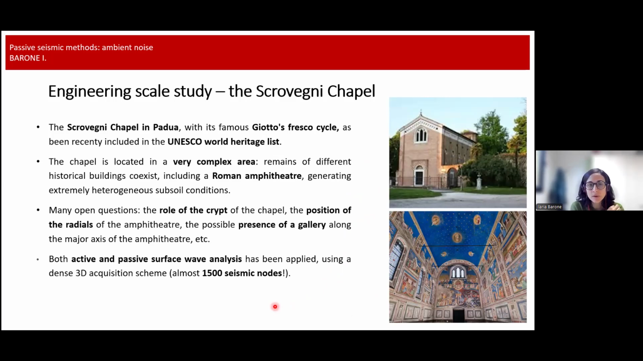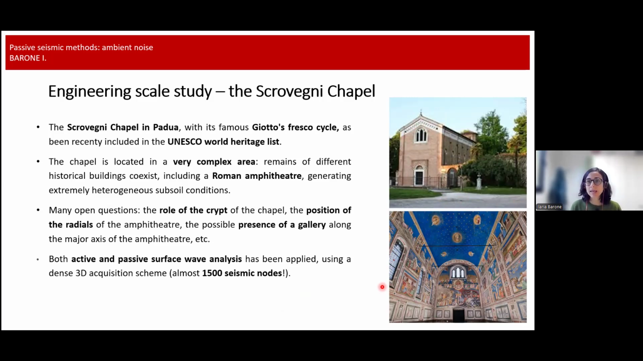The Scrovegni Chapel is located in Padua, and it's a very famous monument recently included in the UNESCO World Heritage List. And maybe from outside, you cannot really understand the importance of the chapel, but if you go inside, you see this fantastic Giotto's fresco cycle, and you understand why it's in the UNESCO World Heritage List.